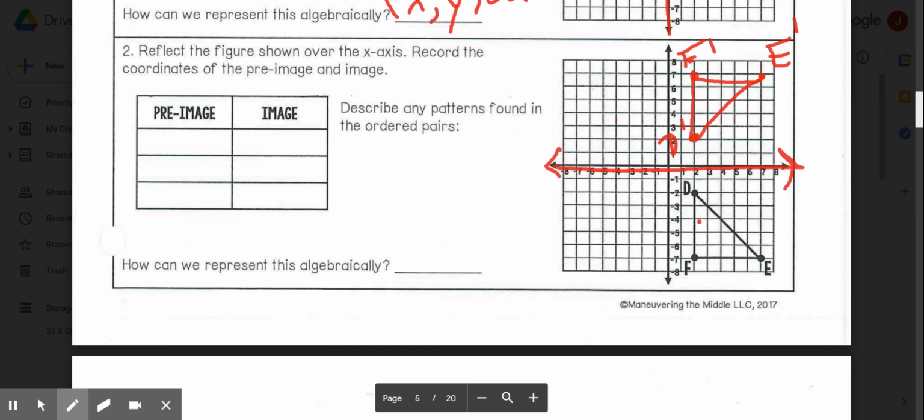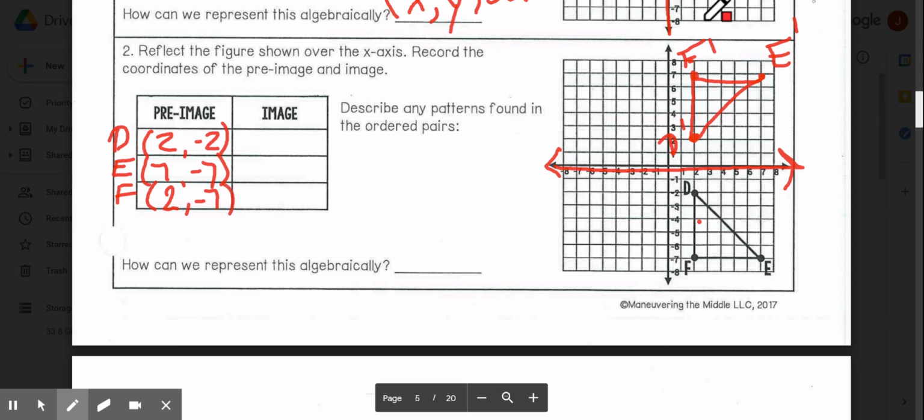Our next step is going to be just like before, we're going to compare to see what happens to our x and y coordinates. So in our pre-image, we had triangle D, E, F, and point D is at 2, -2. E is at 7, -7. And F is at 2, -7.